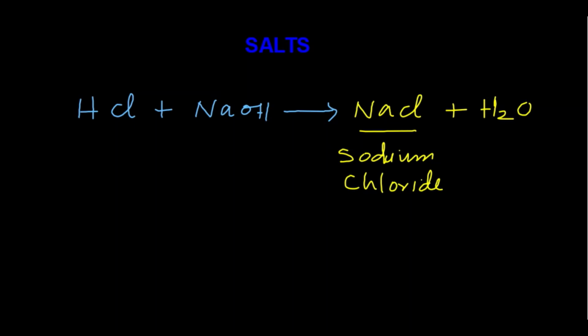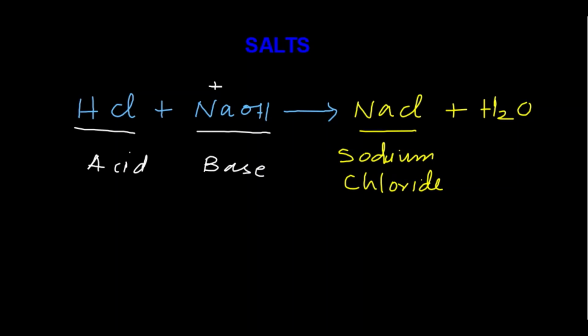Now in sodium chloride, the first part of the salt is sodium. This part comes from the positive part or the cationic part of a base. What is the positive part or cationic part of the base? Here it is sodium. Usually this positive part or cationic part of a base is a metal atom. The second part of a salt comes from the anionic part of an acid. This is the acid, hydrochloric acid, and this is the base, sodium hydroxide.